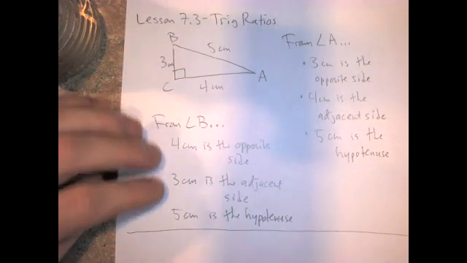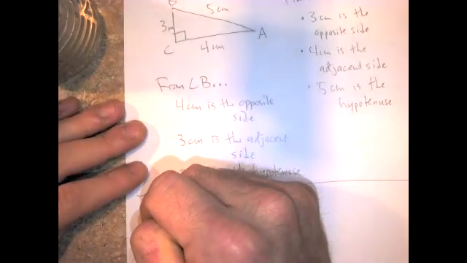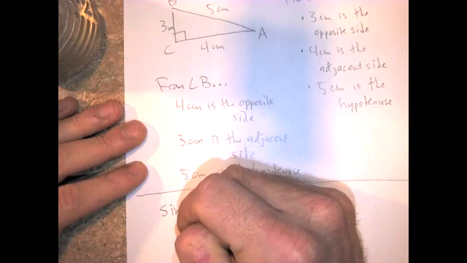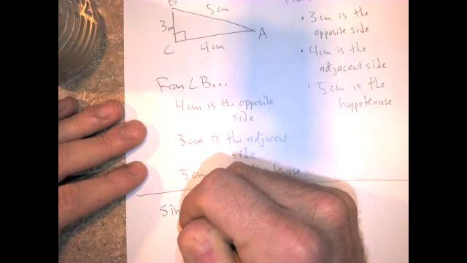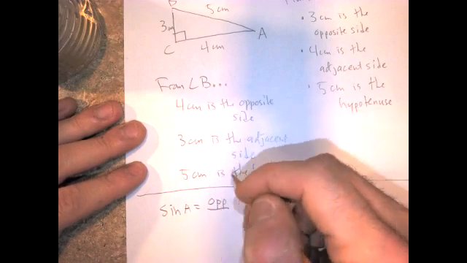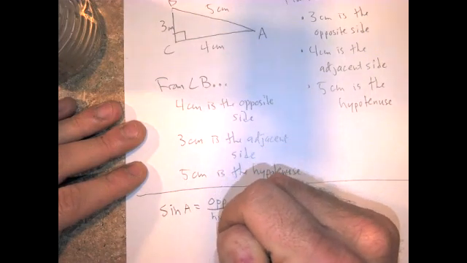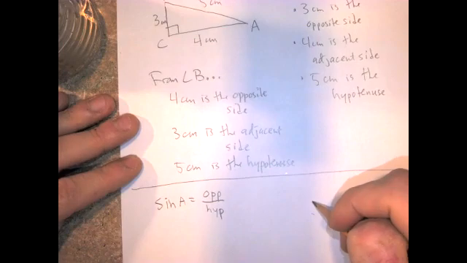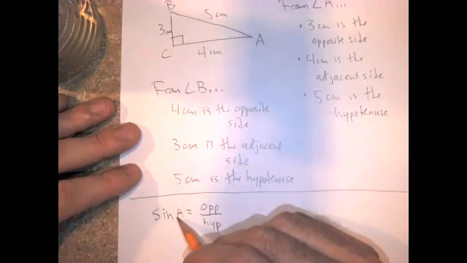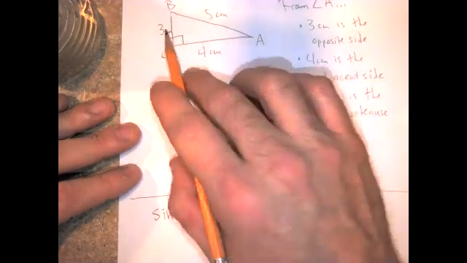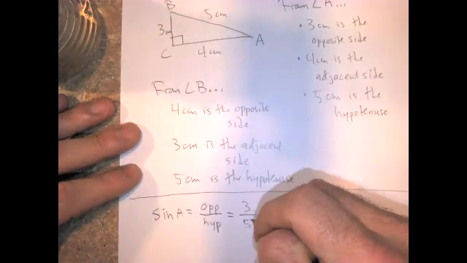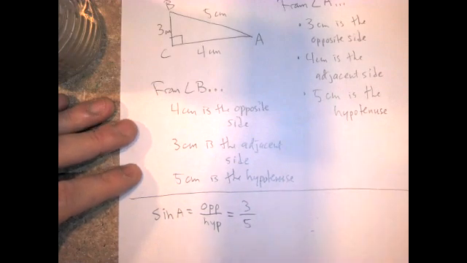So here are the ratios you need to know. The sine of an angle, say A, is the opposite side divided by the hypotenuse. Let's just look at the triangle up here. From the sine of A, opposite is going to be the 3. Hypotenuse is 5. So we'd say sine of A is 3/5.